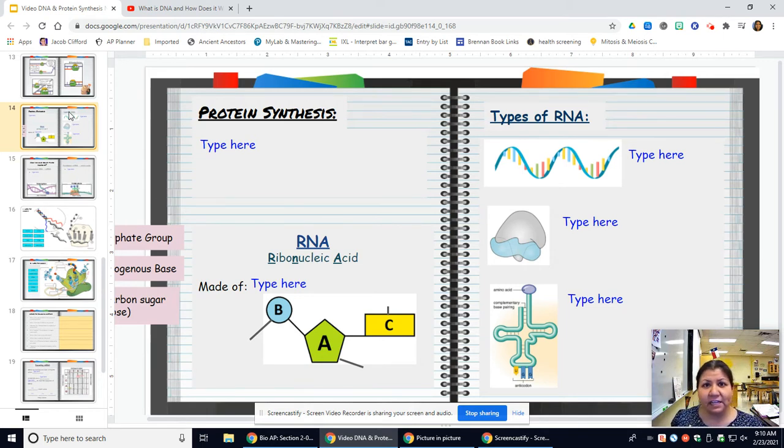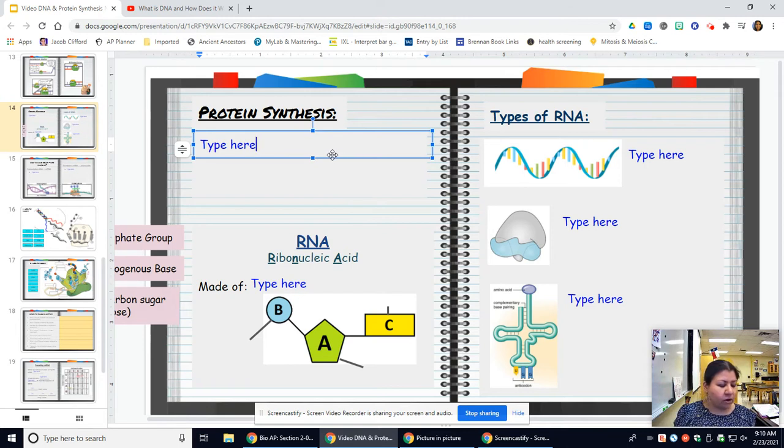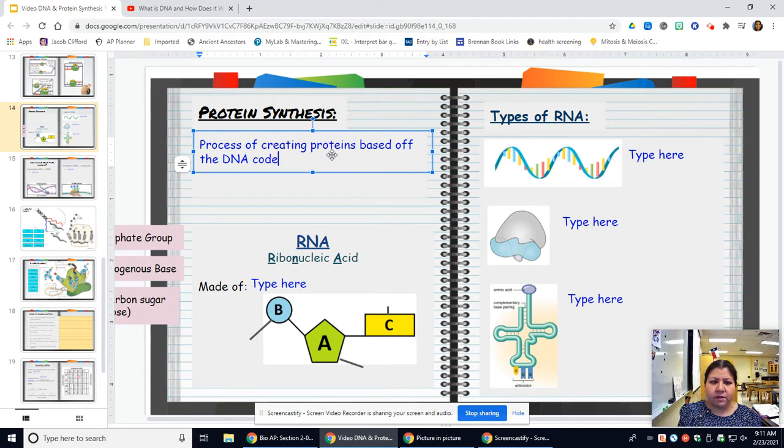So we've already filled out the DNA notes and the DNA replication, and now we need to start on a topic called protein synthesis. If you recall from that video, protein synthesis is the process of creating proteins based off the DNA code. So we know from our central dogma that DNA makes RNA. RNA is going to code for our proteins.